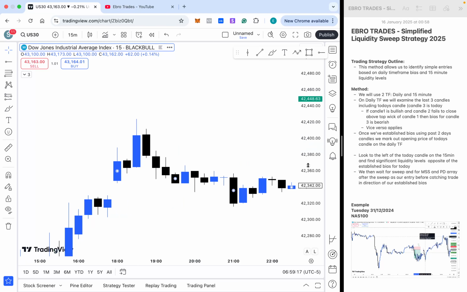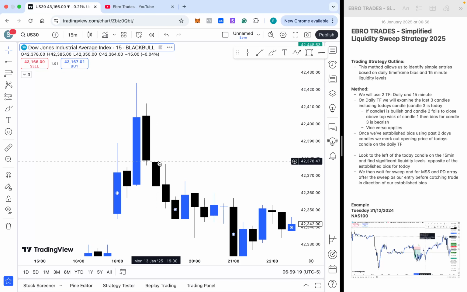Let's take these candles. Candle 1, candle 2, and candle 3. Candle 3 will be today's candle. Candle 2 is yesterday, candle 1 is the day before yesterday. If candle 1 is bearish and candle 2 closes below candle 1, below the bottom of candle 1, then we expect that our daily bias for candle 3, aka today, will also be bearish. If candle 2 fails to close below the bottom of candle 1, we expect the bias for today to be bullish, and vice versa. Pretty simple.